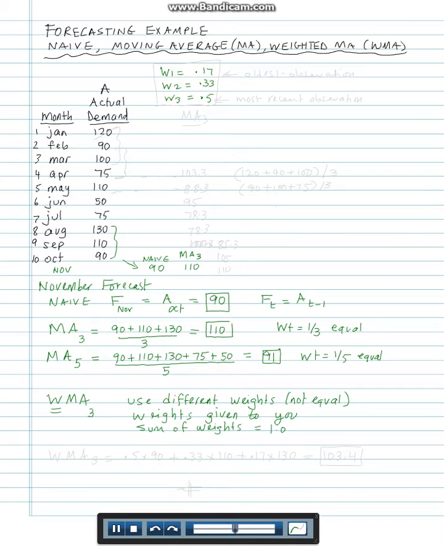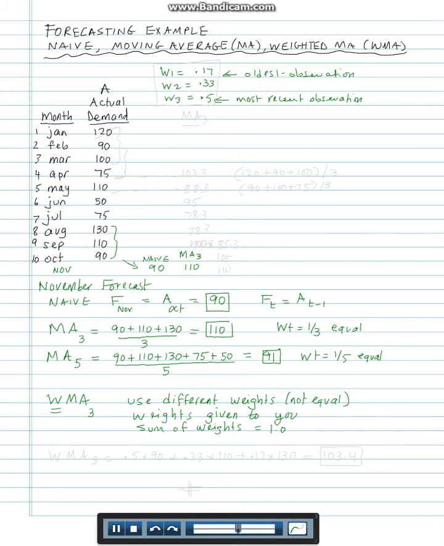Now, you have to pay attention to which weight you apply for the most recent observation. This weight, for example, is for the most recent observation. The one before it is for the middle observation, and this is for the oldest observation. So always pay attention to which weight is for which observation.